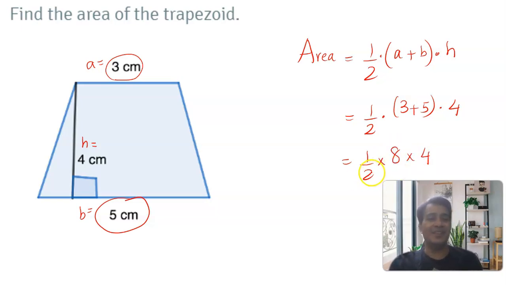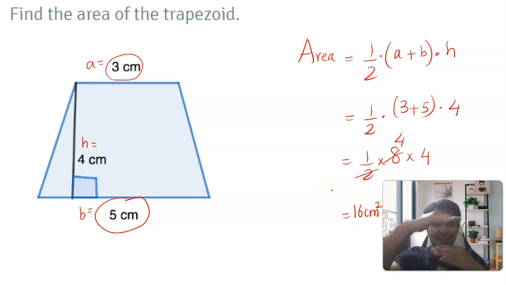But the best thing here is to first divide it. Let's divide 8 by 2. So 8 divided by 2 is 4. And then 4 times 4 is 16. So the answer is 16 centimeter square. So first you add the parallel sides, multiply with the height, and then divide it by 2. Clear? Easy?